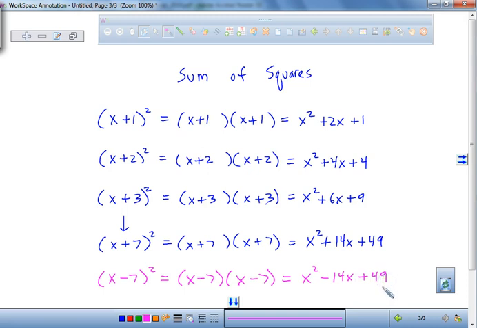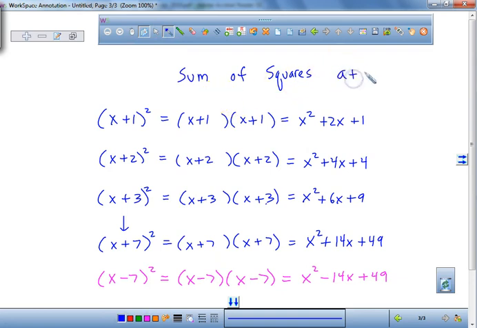49. Okay? So how do we get the middle term? Add those together. What do you get? For the last term, multiply them together. These are called the sum of squares. So, in an algebra book, this is what they tell you.